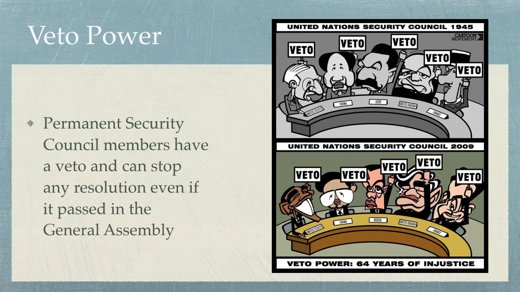Now, the Security Council can impose sanctions or even authorize the use of force to maintain or restore international peace and security. The most controversial part of it is that these 5 permanent members actually have a veto, which means that they can stop any resolution, even if it has passed the General Assembly by a large majority.